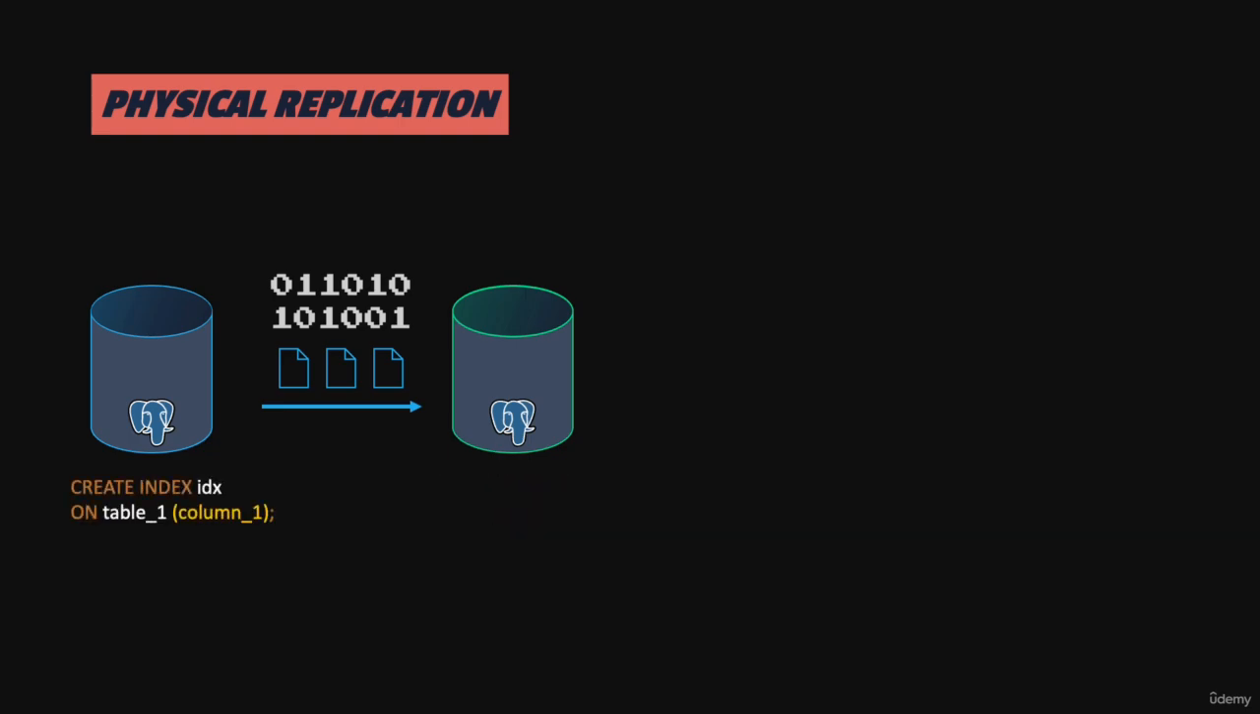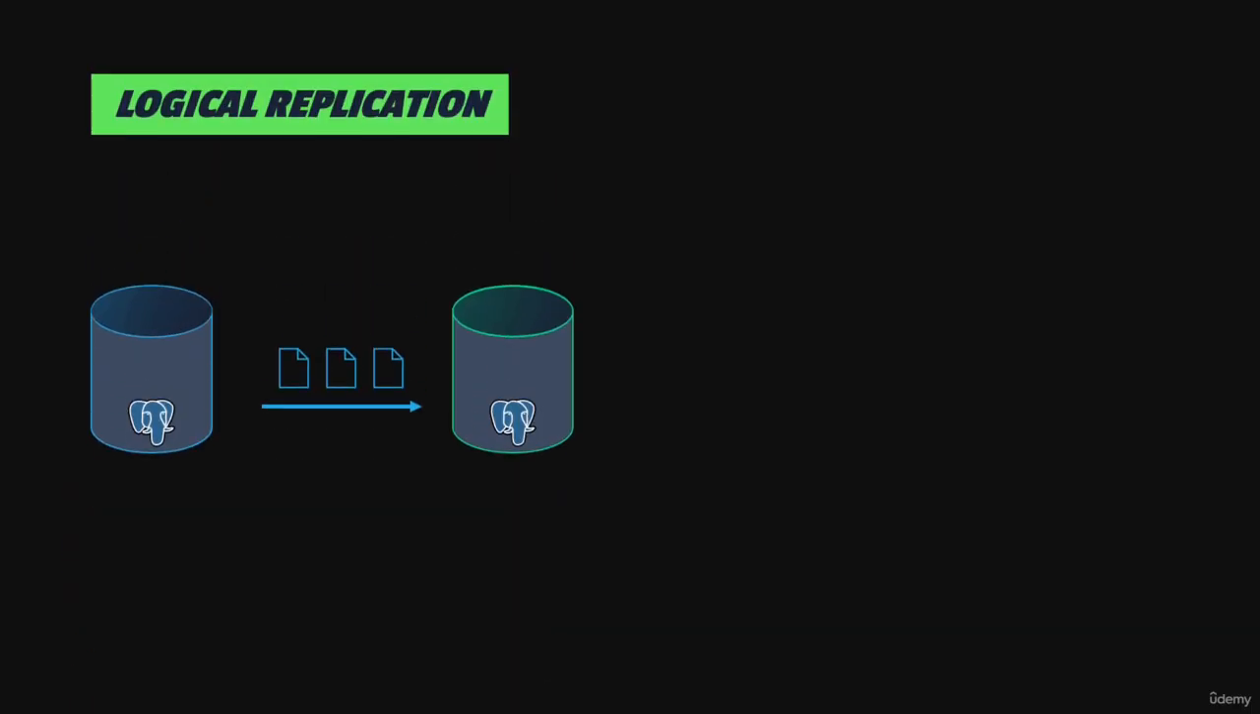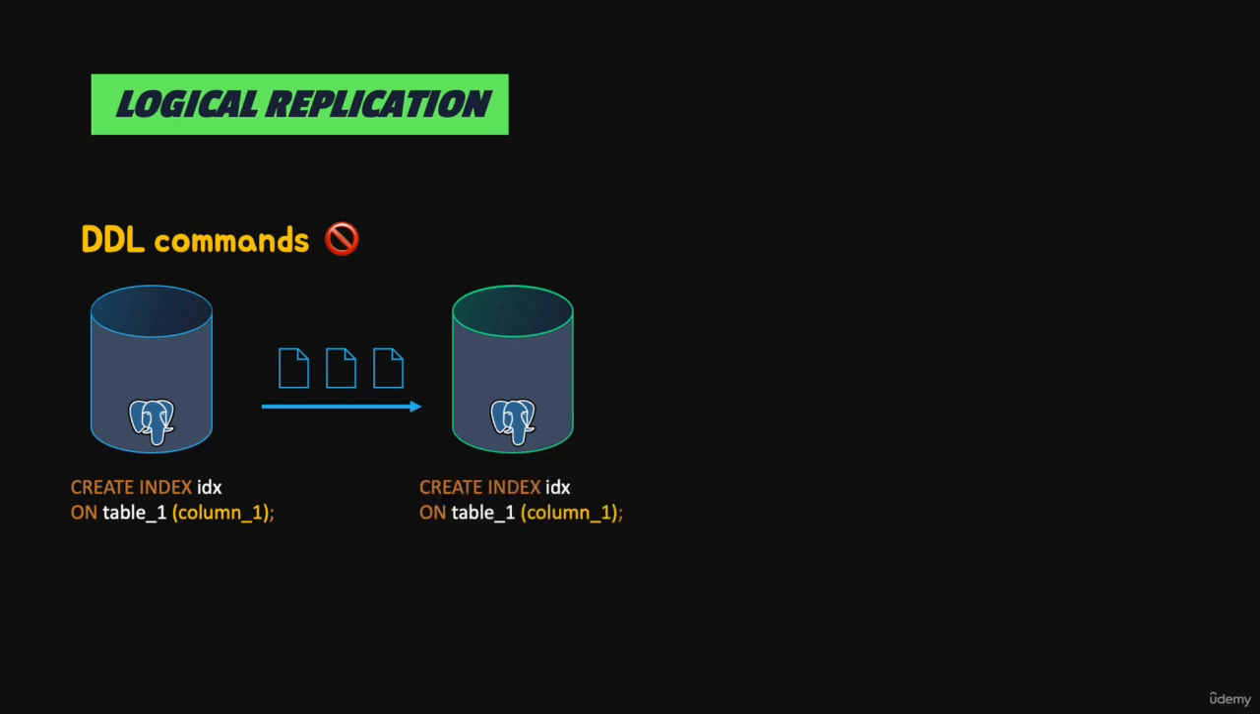Same happens for the vacuum command. This is executed periodically and it removes the dead tuples from the tables and therefore it creates a lot of data changes which need to be transferred. Same happens for the cluster command that rearranges the rows. Although logical replication doesn't support DDL commands such as create index, we can execute it separately on the replica. We'll see later how to do this easily in practice. In this case, the amount of data sent over the network will be much smaller.